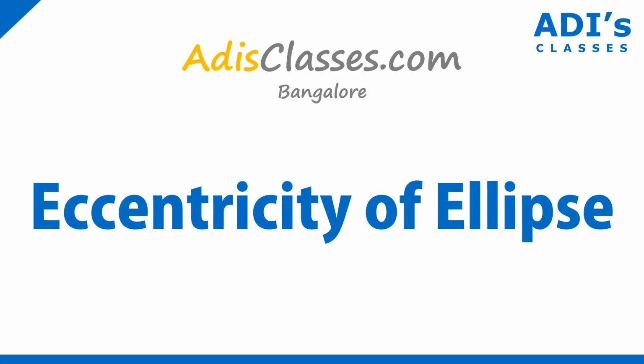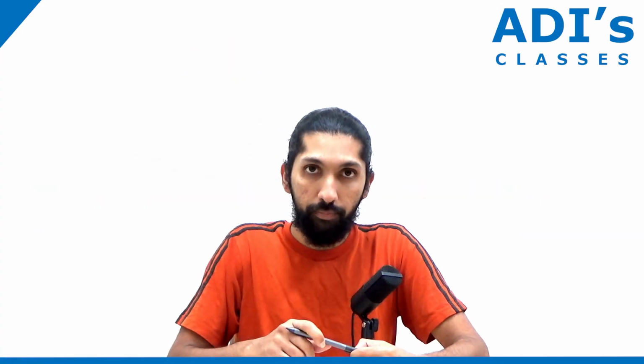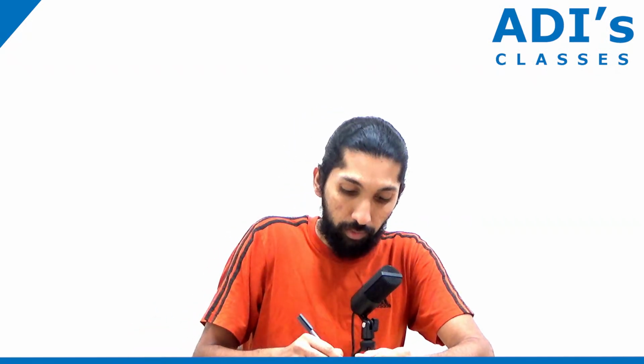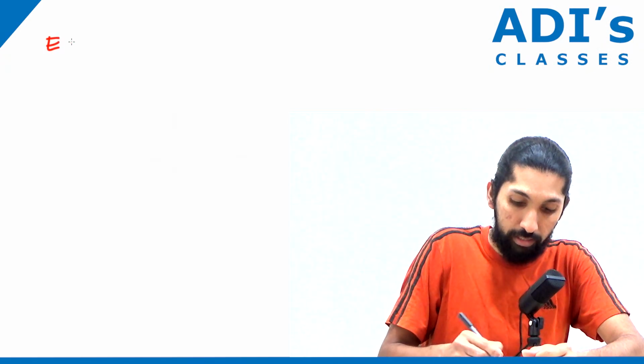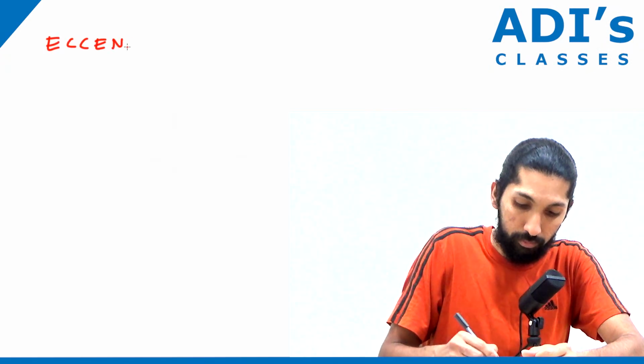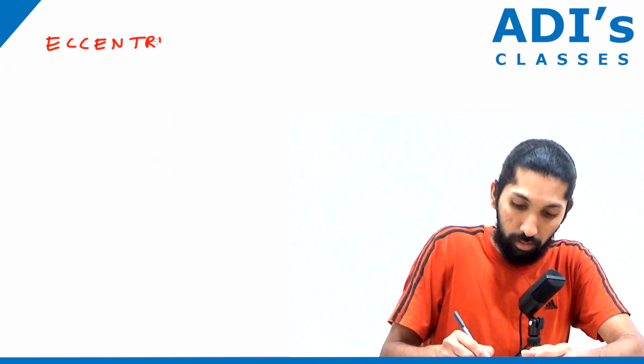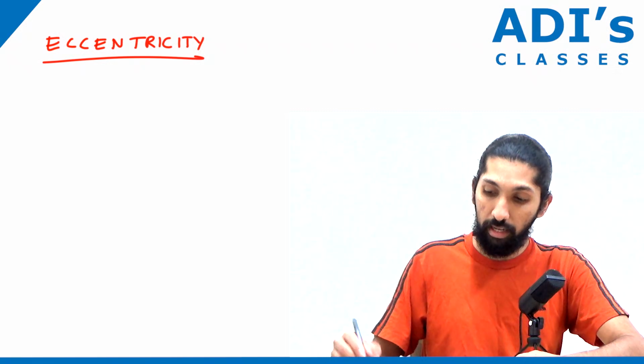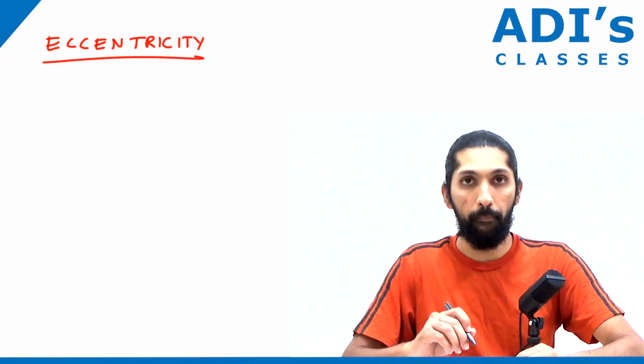We have discussed the equation of an ellipse, correct? Now there is a very important parameter which defines and differentiates all the conic sections, and that particular parameter we call the eccentricity. Now what exactly is the meaning of eccentricity?